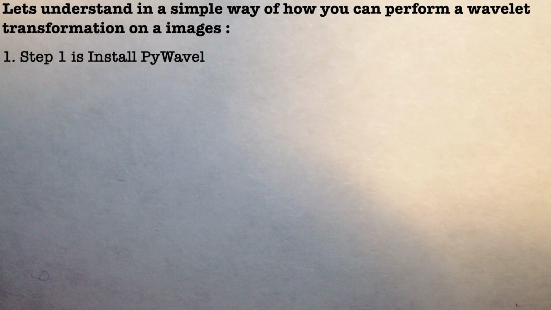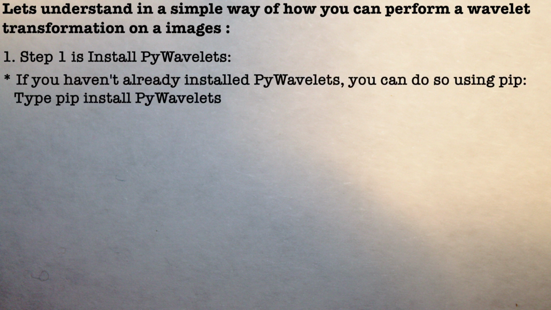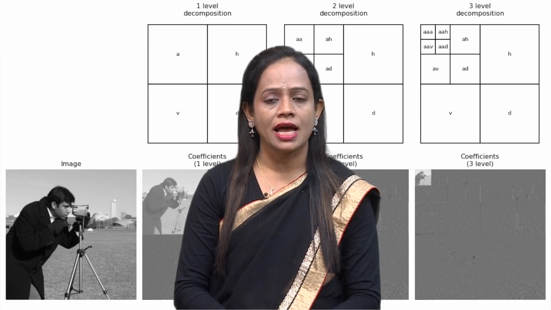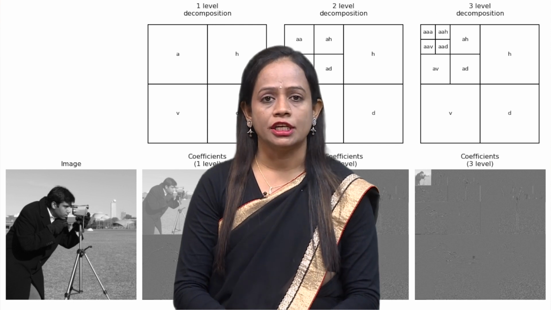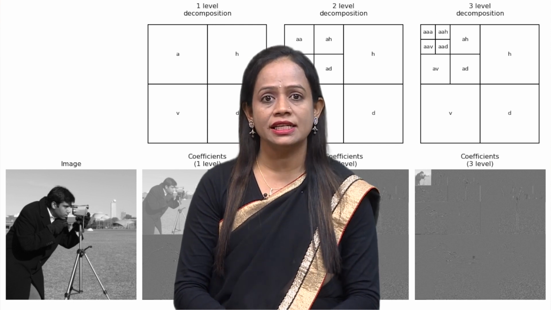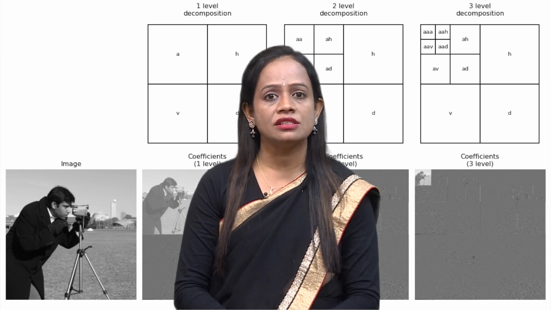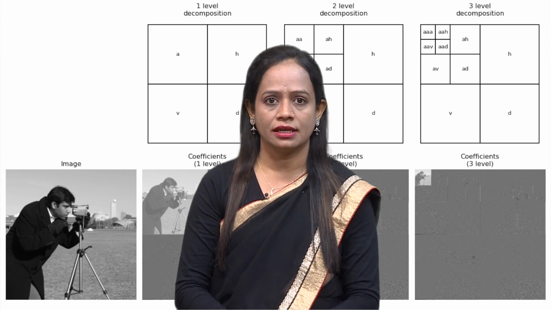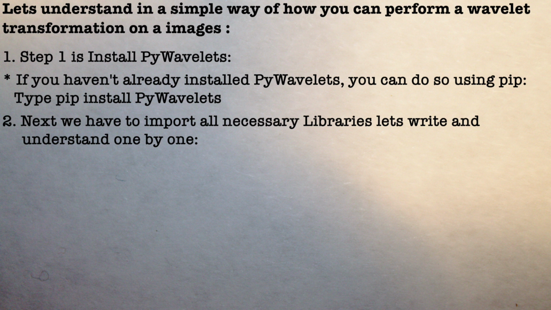Step 1 is to install PyWavelets. If you have not already installed PyWavelets, you can do so using pip. Type pip install PyWavelets. It is commonly abbreviated as the PyWT library, used to perform a 2D discrete wavelet transform operation on an input signal or image representing the original signal. Then next, we have to import all the library files. Let's write and understand them one by one.